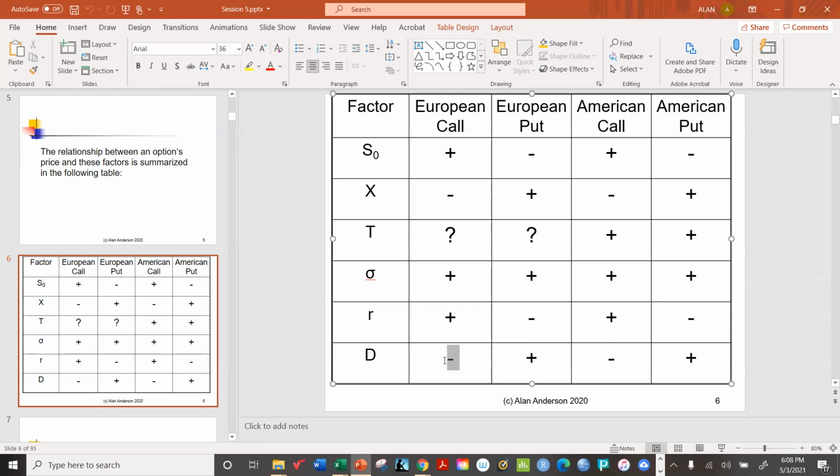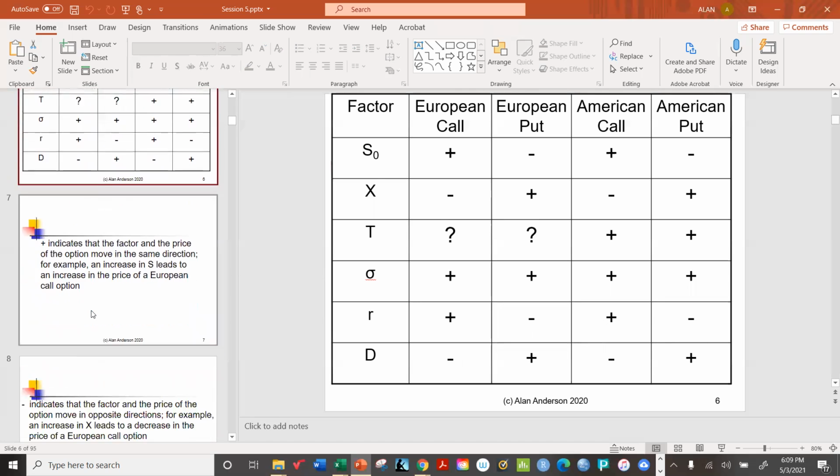So that being the case, if the dividend is going to cause the stock price to drop, that clearly will be harmful to the call and helpful to the put, whether it's American or European. It doesn't make any difference. So in other words, because the dividend forces the stock price down, at least temporarily, that's going to be harmful to a call and helpful to a put.